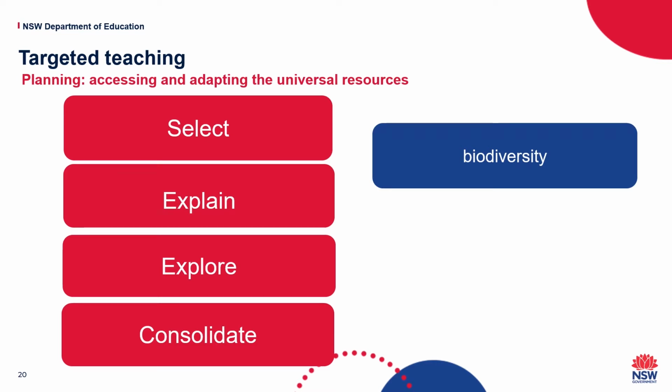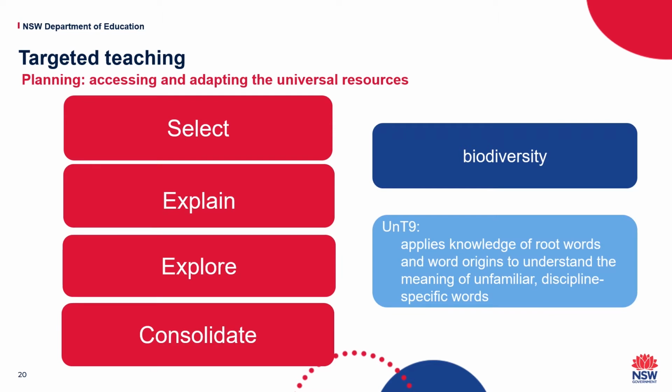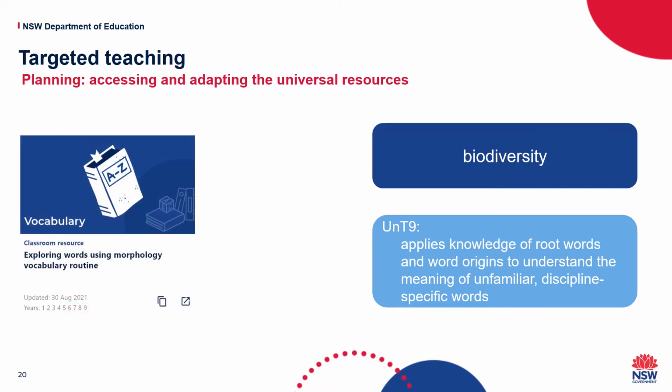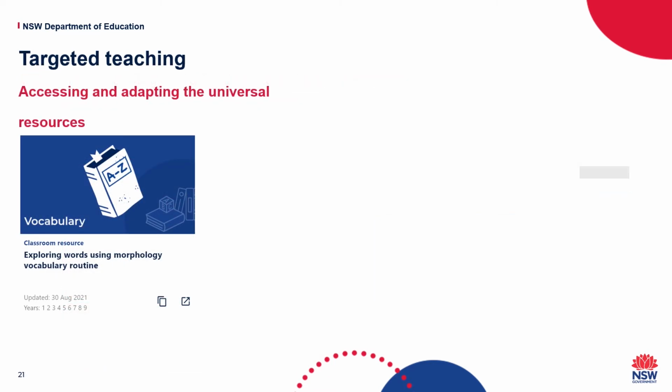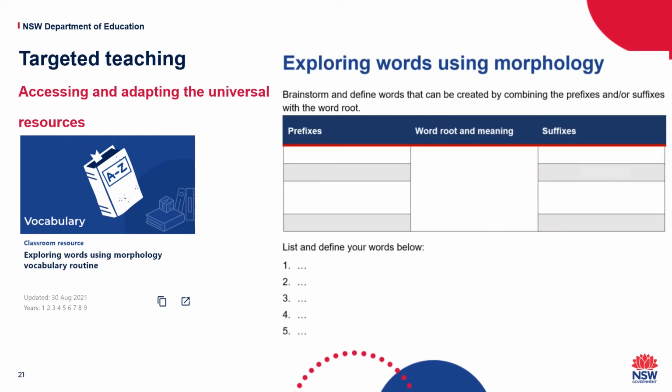With his understanding of one of the learning progression indicators for vocabulary at level 9 of understanding texts, Jacob will explore and consolidate the word using the Exploring Words Using Morphology vocabulary routine from the Learning Resource Hub. He then uses the resource to draw attention to the function, morphology, and synonyms and antonyms for the word to allow students to explore the word further.